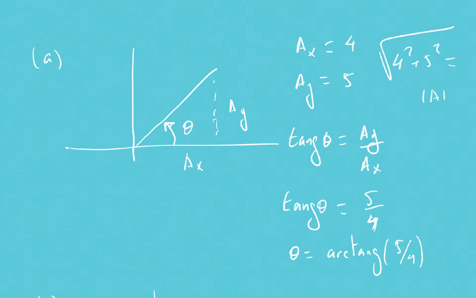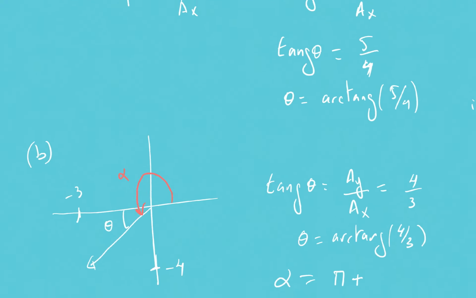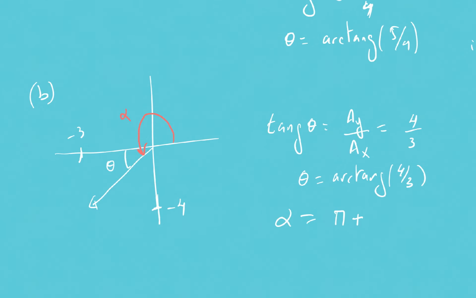Now, if you want to convert to degrees, you have to multiply by 360 divided by 2 pi. This will make the conversion from radians to degrees. Okay, part B. Let's go to part B. In this case, Ax is -3 and Ay is -4. And this is in the third quadrant.